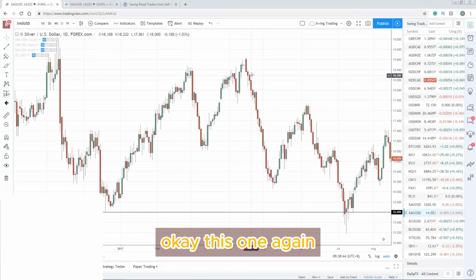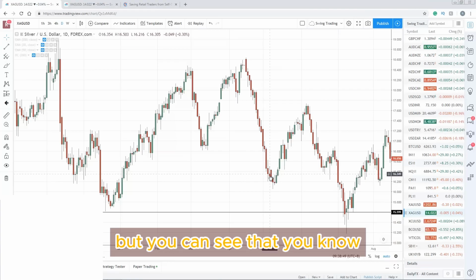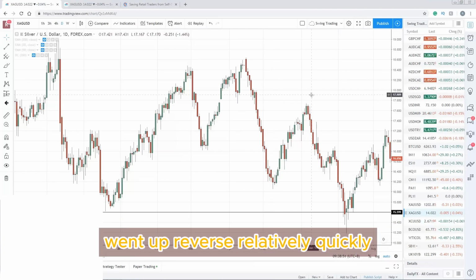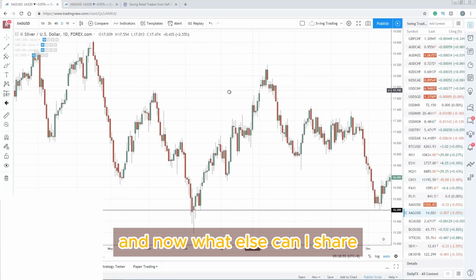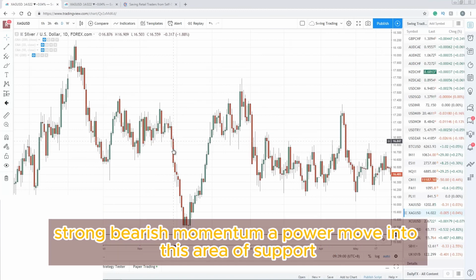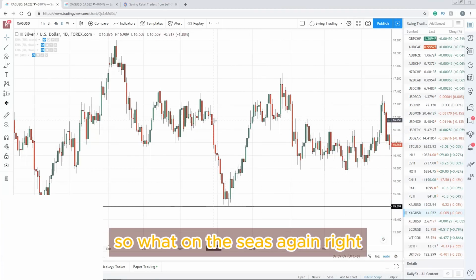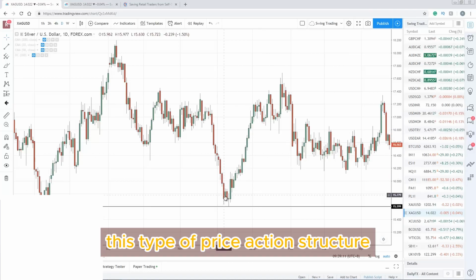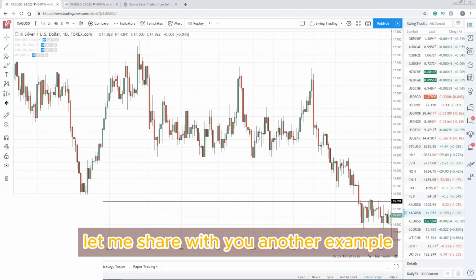This one again, you have a strong power move, but there wasn't any price rejection or any key market structure, but you can see the price again went up and reversed relatively quickly. And now, what else can I share? Let's see if I can find another example. This one over here, strong bearish momentum, a power move into this area of support. Then you have a relatively quick reversal towards the upside. So what you want to see again is this type of price action structure. Big, bold momentum move.